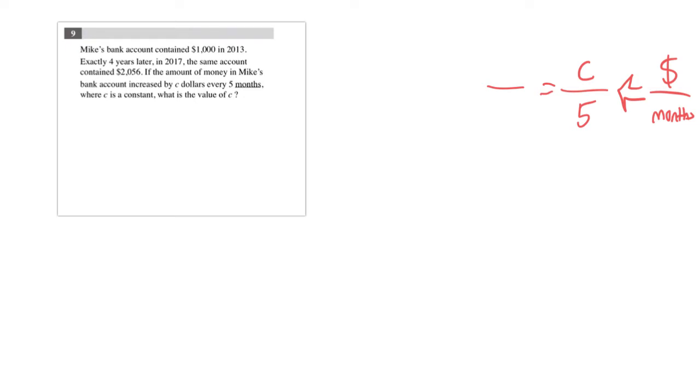So one way of going about it is by recognizing that according to the problem, in 4 years, from 2013 all the way up to 2017, the monetary amount increased from 1,000 to 2,056. Okay, so that took place in 4 years. Now let's think about 4 years, from 2013 to 2017. Isn't it true that there are 12 months in a year? So therefore, there would be 48 months in 4 years.